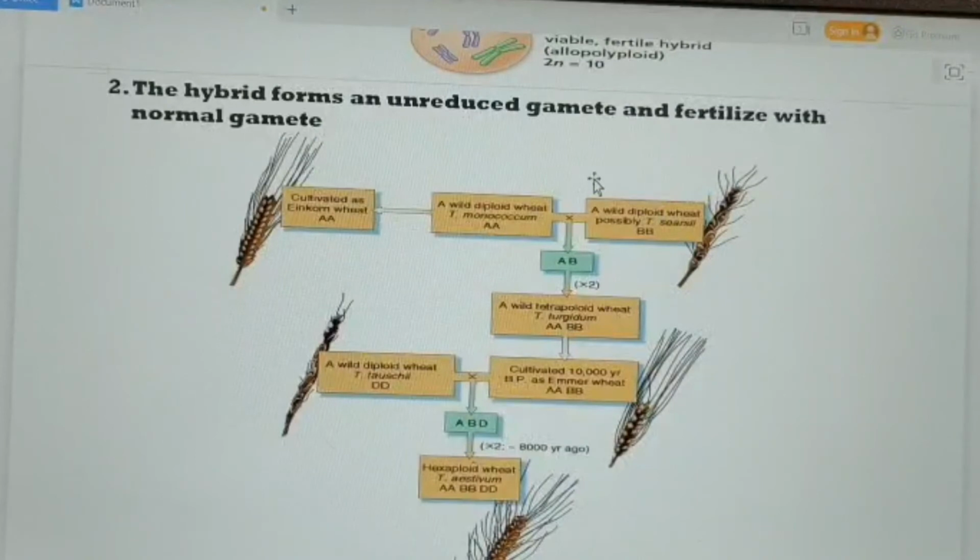Next, we will look at how a hybrid forms an unreduced gamete and fertilizes with a normal gamete. The first step was a hybridization between a species with AA and one with BB, producing a sterile hybrid AB. The sterile hybrid AB somehow undergoes chromosome doubling. This came about by non-disjunction of all the chromosomes. A new species with AABB is formed. This new species is fertile because each chromosome can now pair with its homologous partner during meiosis.